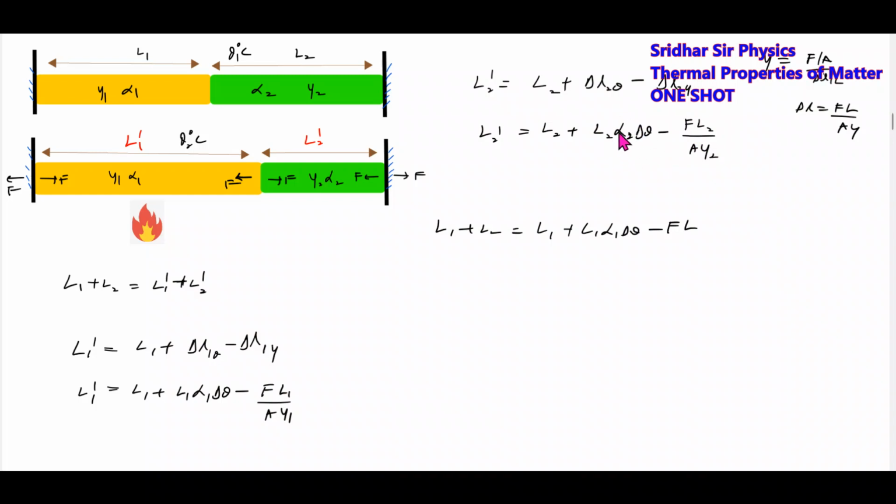This is mechanical compression. This is thermal elongation. Similarly, thermal elongation, mechanical compression. This green color rod and the wall will try to decrease the length. So this will become L1 by AY1 plus L2 alpha 2 delta theta equals FL2 by AY2. Solving will get F, then substitute that F to get the length. And what is the shift in the junction? L1 dash minus L1. And you can calculate thermal stress in each rod. Same stress will be there.